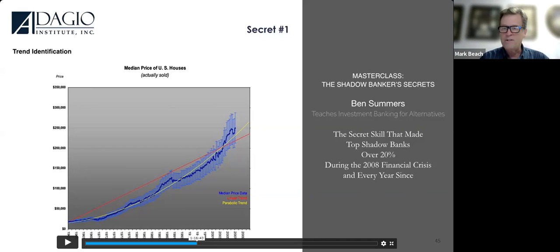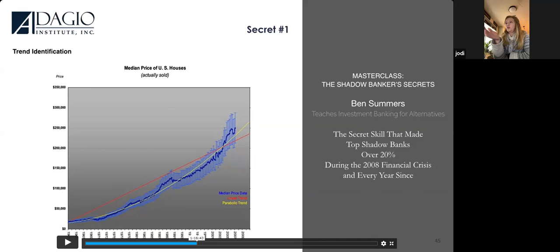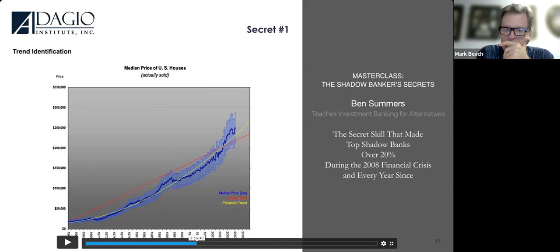Any thoughts? I am curious how this translates from what he's doing in real estate to the other asset classes that he's involved in. Because it's kind of the same philosophy, if that's what you want to call it, or methodology, but it is probably very different.